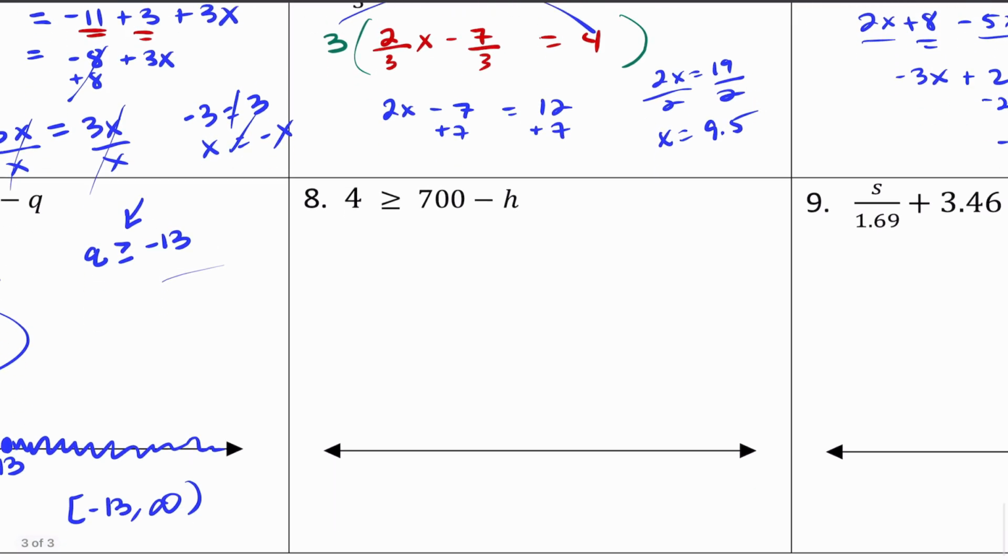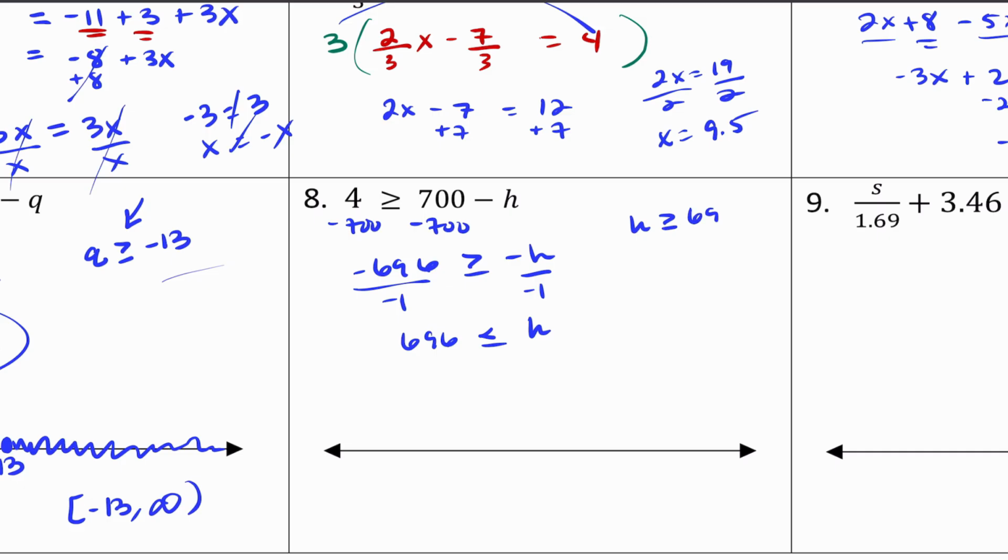Number 8, we'll subtract 700 from both sides. Okay, so 4 minus 700 is negative 696, which is greater than or equal to negative h. Divide both sides by negative 1, so 696 is less than or equal to h. We're going to rewrite this so that h is first, then the sign, then the number. So then here we have a closed dot, and we're shading to the right.